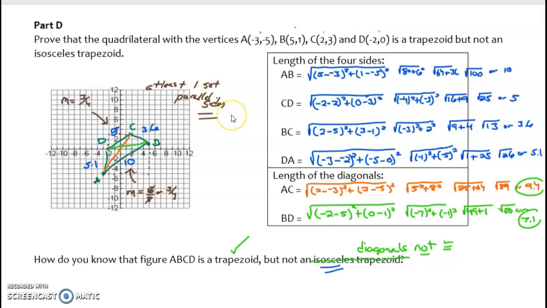And I'm just being thorough. I just want to make sure it's a trapezoid to begin with. All right, but that's it. So we have a trapezoid with one set of parallel sides. It is not an isosceles trapezoid because these two sides are not congruent, and the other way we prove that is because the diagonals are not congruent. A lot of work for one problem. All right, y'all. Hope this helps you.